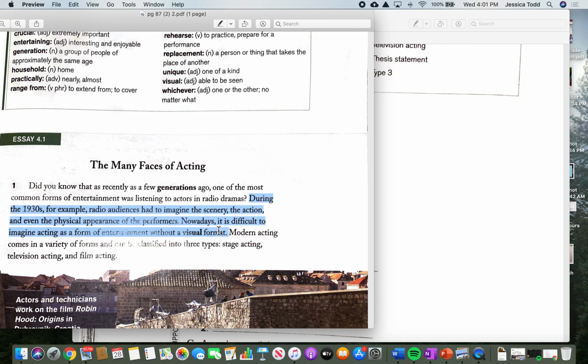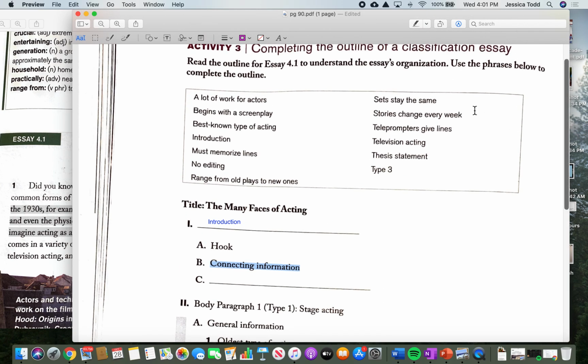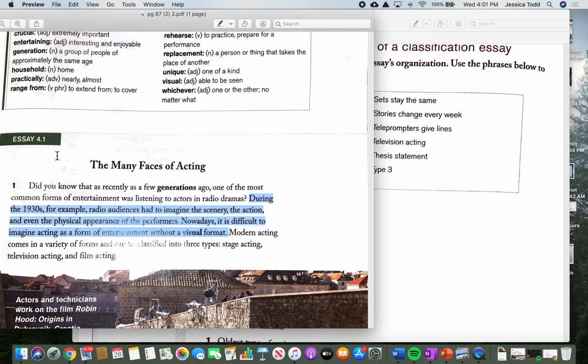That's the connecting information. And then finally, we have blank. What is in the blank? So again, we can look up here, and maybe I will even cross out introduction since I used that. What word could fit in here? What comes after the connecting information? So we have a hook, connecting information. What was that last thing?